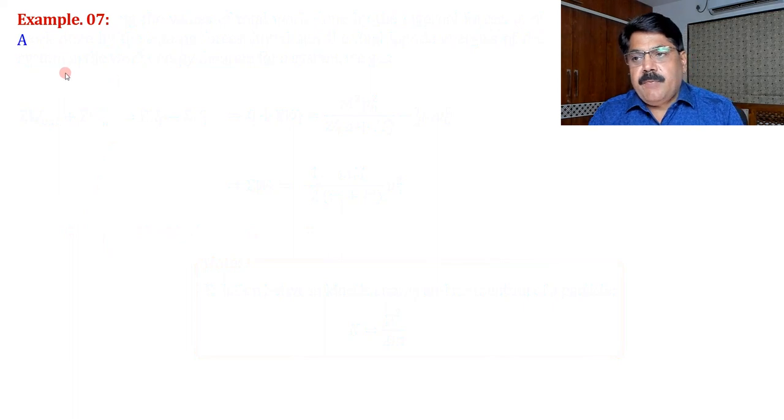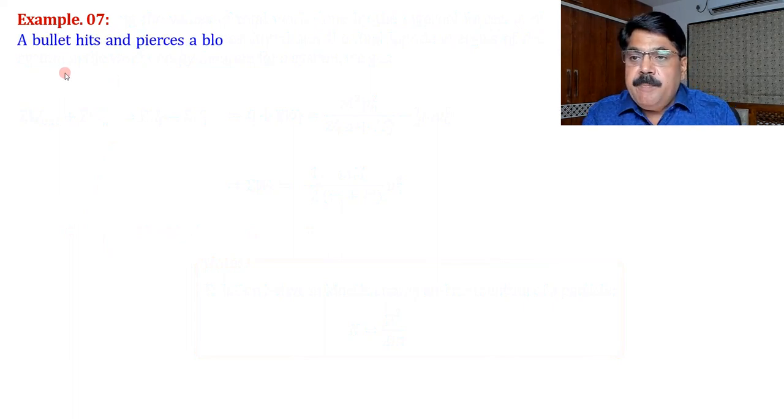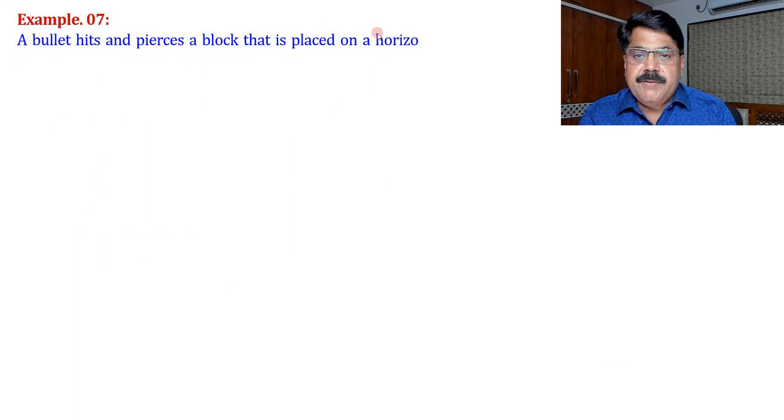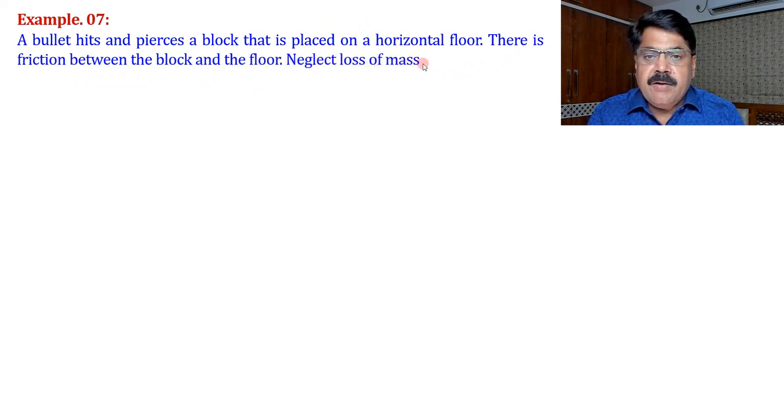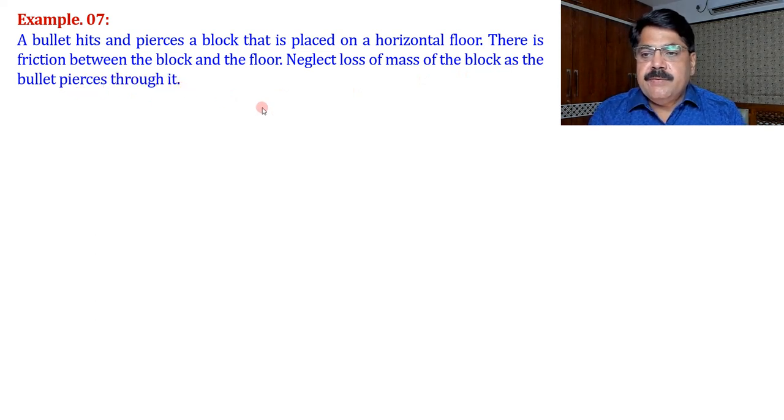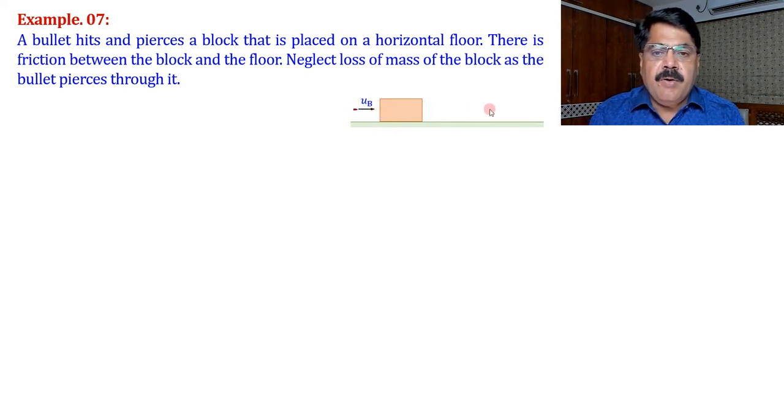Example 7. A bullet hits and pierces a block that is placed on a horizontal floor. There is friction between the block and the floor. Neglect loss of mass of the block as the bullet pierces through it. So this situation is given here. On this floor the block is placed and there is friction between the block and the floor, and this bullet hits the block and pierces, makes a hole and comes out of the block from the other side. Again, due to the hole, the loss of mass of the block we have to neglect.